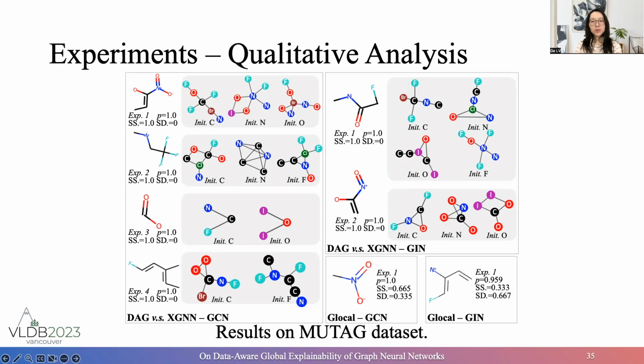Meanwhile, the outputs of XGNN are shown in shaded background. They are all out of distribution, meaning they do not exist in the input data. The rationality of this explanation is doubtful. The other competitor, GLGExplainer, also finds high-score explanations for both GNNs, but they are not discriminated between classes. The MUTAG dataset is an obvious example to show that existing methods are not data-aware.